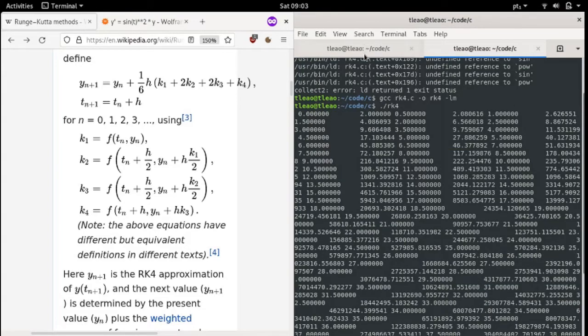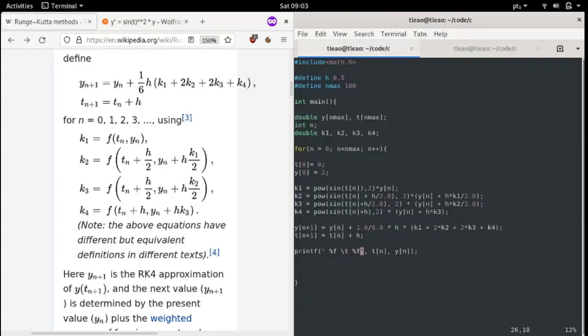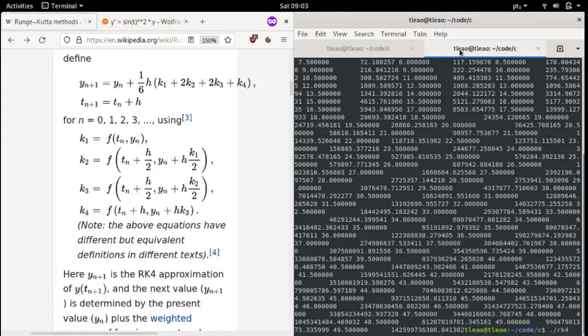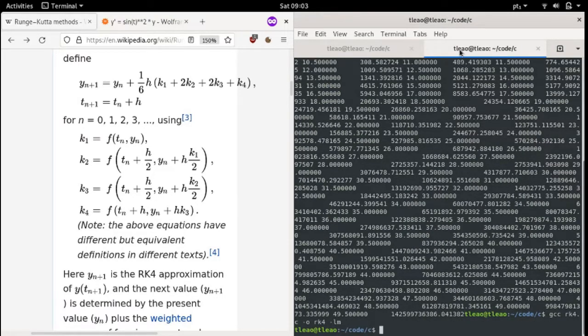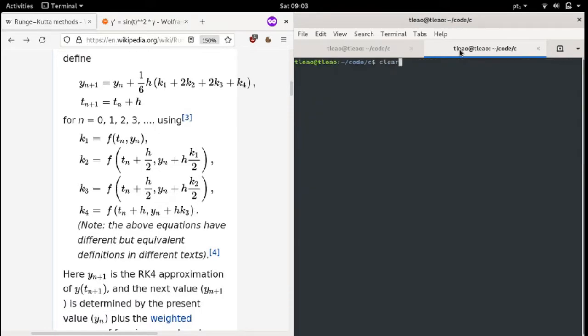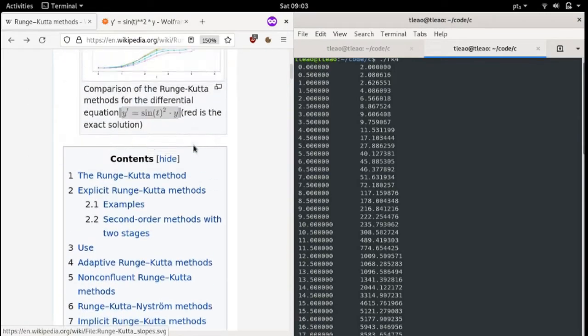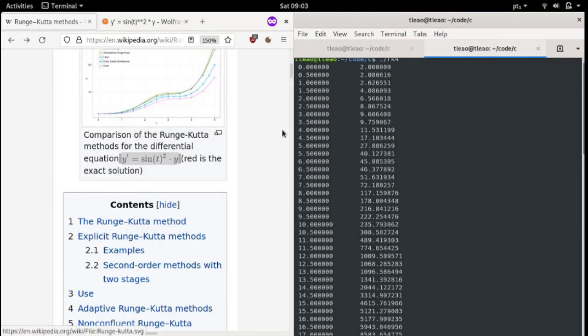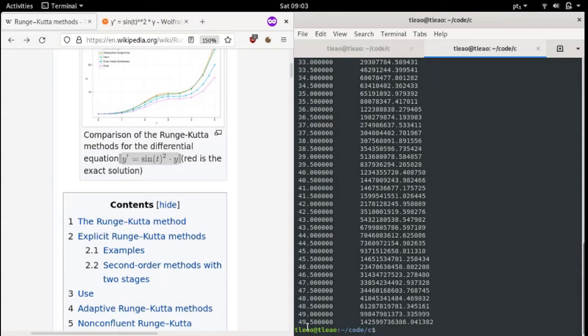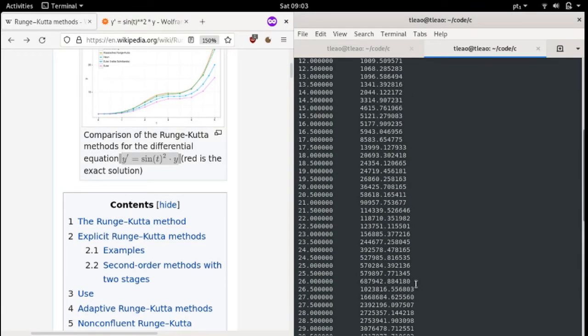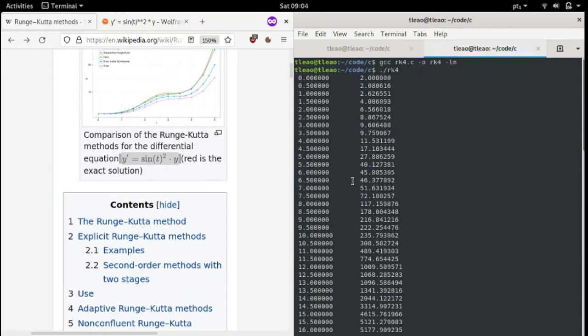The first thing is that let's put a line here after each iteration. Save it, run it again, clear this here, run it again. Okay, now you see that the function that is solved in Wikipedia goes for time around 5. We're going to time around 50, and this is causing the values to explode into very high values, around infinity or something like that.